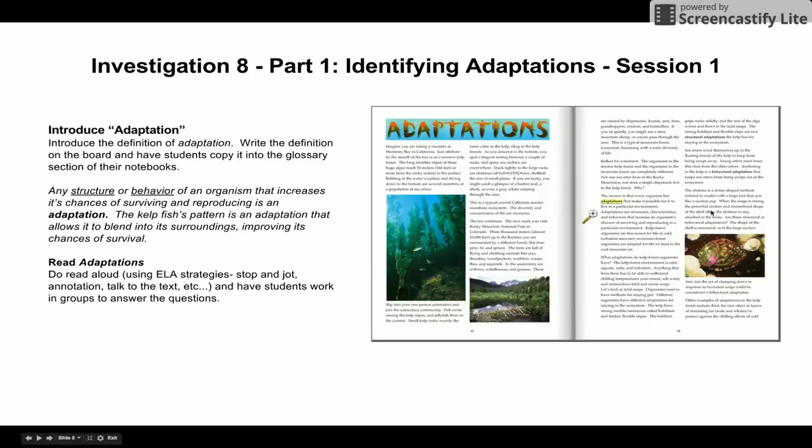Next, introduce the definition of adaptation. Write the definition on the board and have students copy it into the glossary section of their notebooks. Next, read the article Adaptations. Do a read aloud using ELA strategies, stop and jot, annotation, talking to the text, to name a few, and have students work in groups to answer the question.